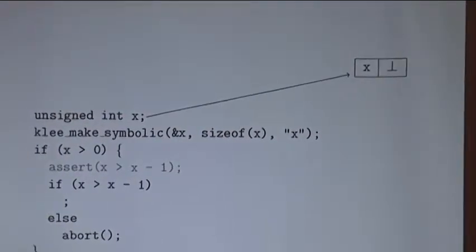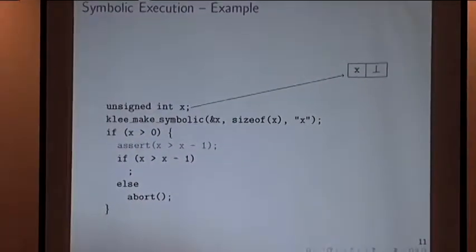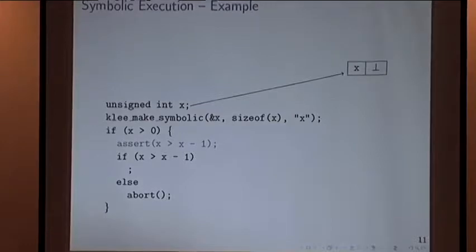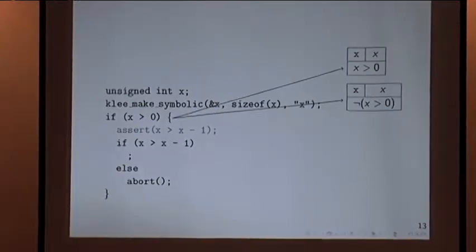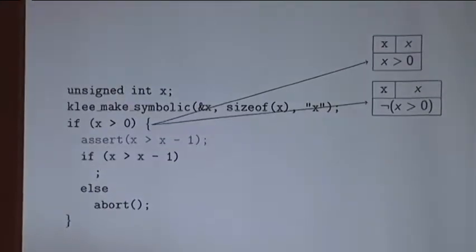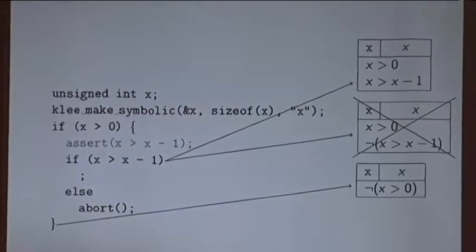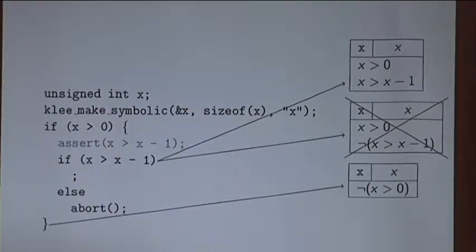So let's add an if condition there. And what we do is we make it symbolic again, and when we reach the if statement, we fork our execution again. We reach the if statement, and what happens is our constraint solver correctly determines that the second execution path is infeasible, and we eliminate it.